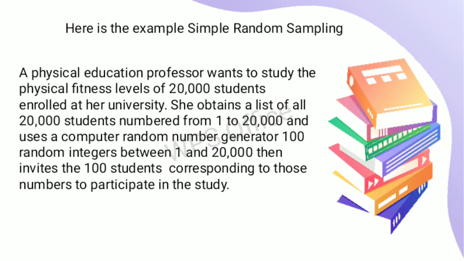Here is an example of simple random sampling. A physical education professor wants to study the physical fitness levels of 20,000 students enrolled at her university. She obtains a list of all 20,000 students numbered from 1 to 20,000 and uses a computer random number generator to generate 100 random integers between 1 and 20,000. Then she invites the 100 students corresponding to those numbers to participate in the study.